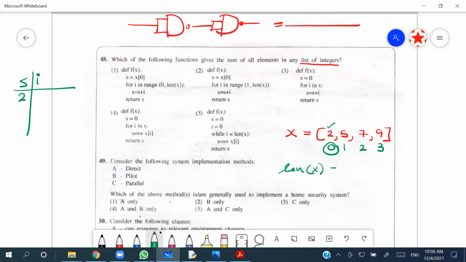Len X provides the number of items that you can find inside a particular data structure. That is what we use the len function for, right? So len X is 4. If len X is 4, your I iteration is going to go through 0, 1, 2, and 3, because that is how the range function works.